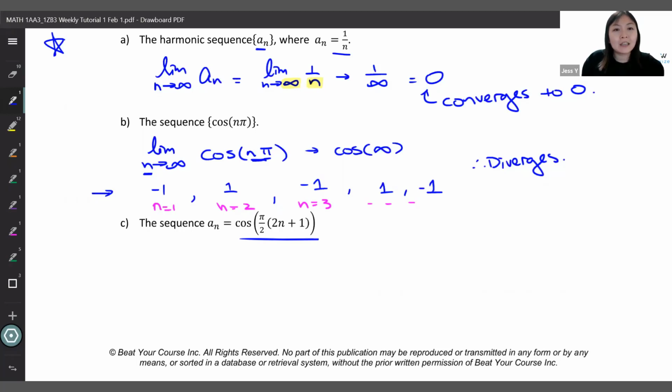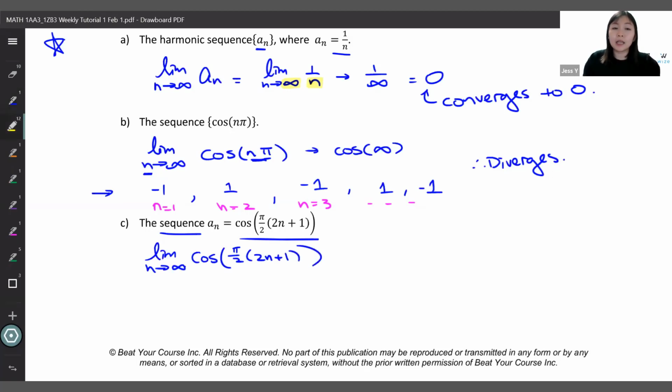So whenever we're asked if a sequence converges, the first thing we check is the limit as n goes to infinity. So it's essentially a limit question. If the limit approaches a single number, we're done. It converges. But if not, then we have to double check when n equals 1, n equals 2, and so on to see if we get an answer. So I'm going to find the limit as n goes to infinity of this term, cos of pi by 2 times 2n plus 1.